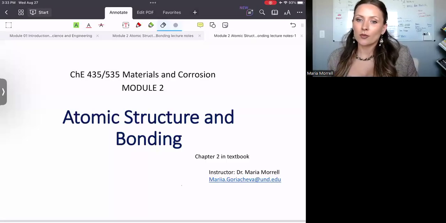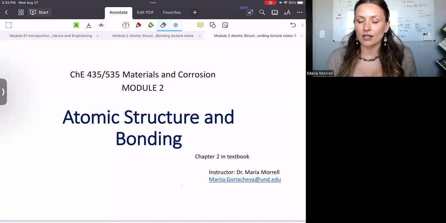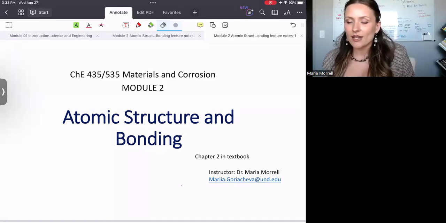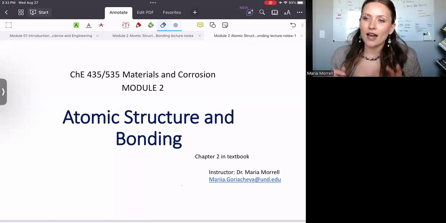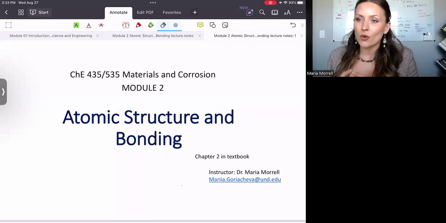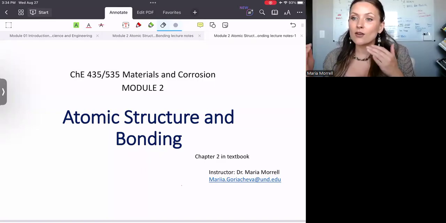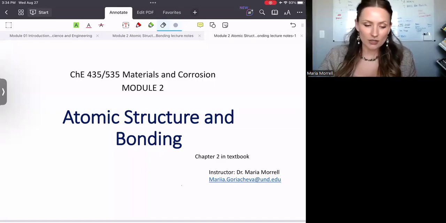Welcome to learning module number 2, atomic structure and bonding. To truly understand the material's properties, we need to understand how atoms bond with each other, because the type of bonds between atoms define the overall properties of the material.